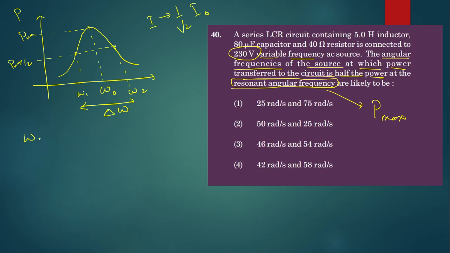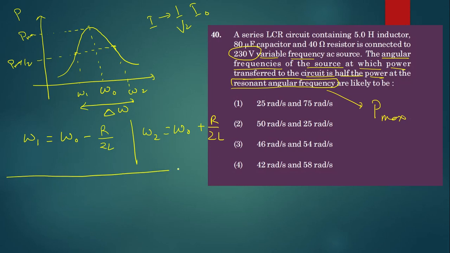And what is the value of the lower cutoff frequency? This is calculated to be the resonance frequency minus R by 2L, and the upper cutoff frequency is the resonance frequency plus R by 2L. To solve this problem, to get the values of omega 1 and omega 2, which are our answer, we need to find omega naught. What is omega naught? The resonance frequency. What's the formula? 1 over square root of LC. Secondly, we also have to calculate R by 2L. We need the value of this one and this one, then only we can solve this problem. Let's calculate one by one.